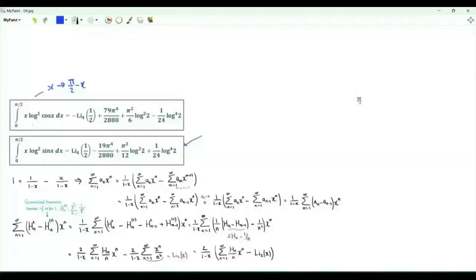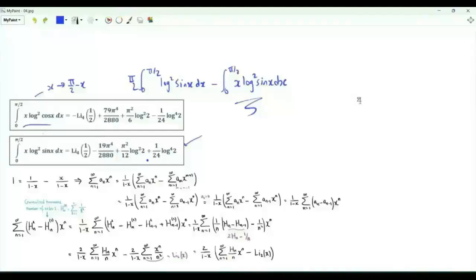Integral x from 0 to pi over 2 of x times the square of log cosine x is equal to pi over 2 integral x from 0 to pi over 2 of the square of log sine x minus integral x from 0 to pi over 2 of x times the square of log sine x. Both integrals are on the previous page, and this one is also here. This integral is one of the 3 integrals we need to evaluate.